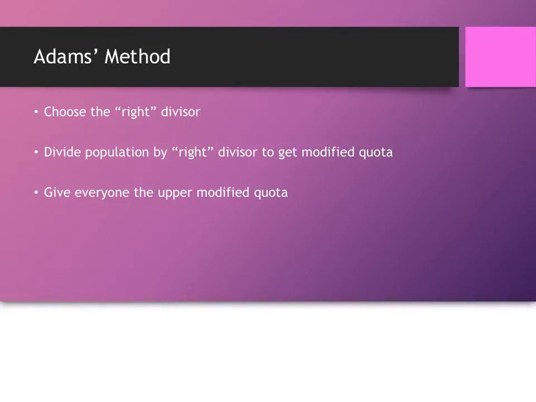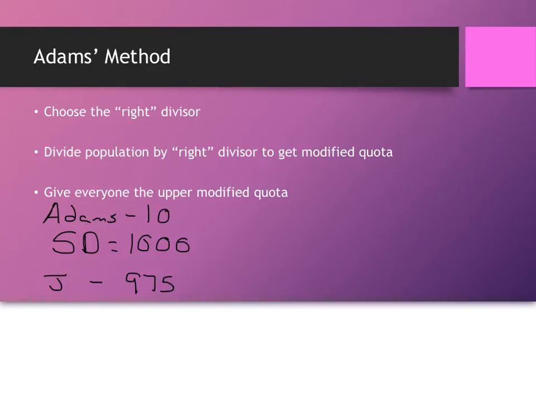Now, remember in Jefferson's, if the standard divisor was like 1,000, Jefferson's method would cause you to pick a number which is lower than that. Well, Adams' method is the opposite. With Adams, you pick a number that's higher than 1,000. I'm just picking one at random, but maybe 1,025, okay? So the divisors that you pick are going to be higher than the standard divisors in this case.